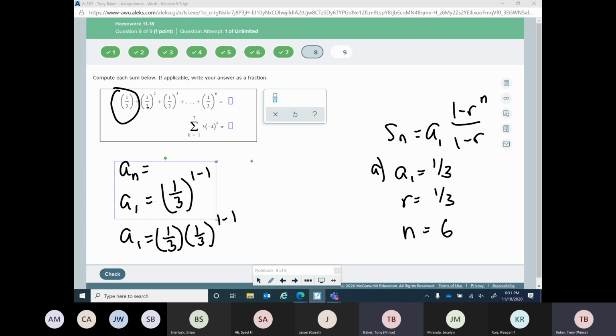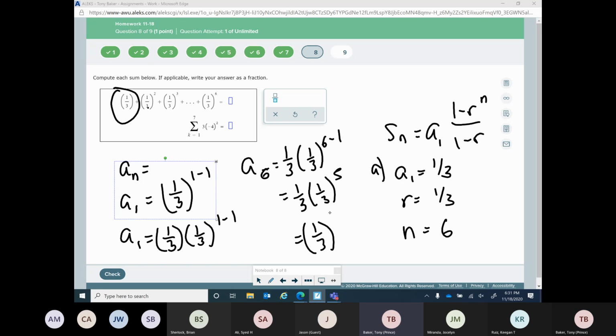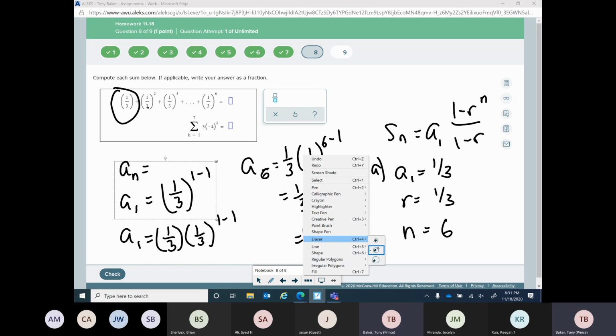Because when I did a to the 6th, that's going to be 1/3, and then 1/3 to the 6 minus 1, which gives me 1/3 times 1/3 to the 5th, which would be 1/3 to the 6th power. So that's a little bit of a tricky thing when you're doing this problem, making sure that first one has the correct starting value. And sometimes in this one, it's a little bit trickier to see that part.